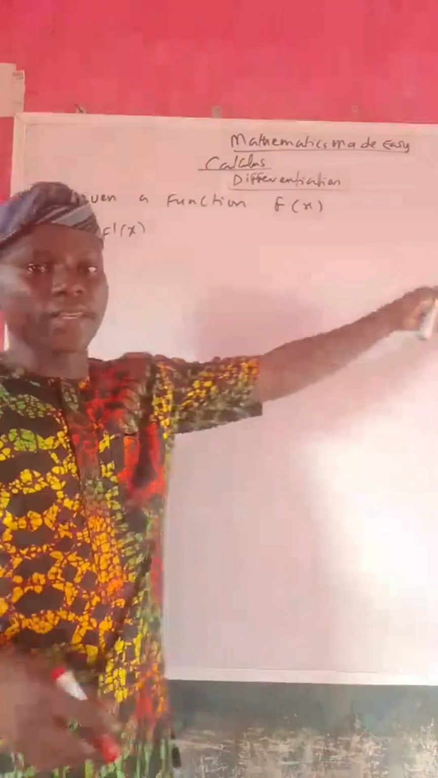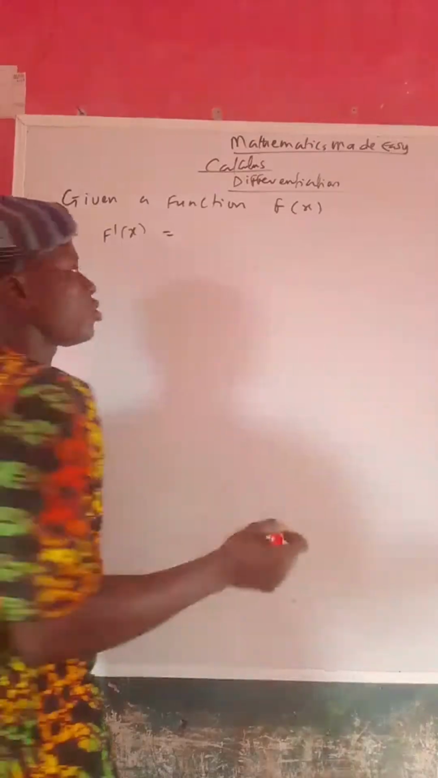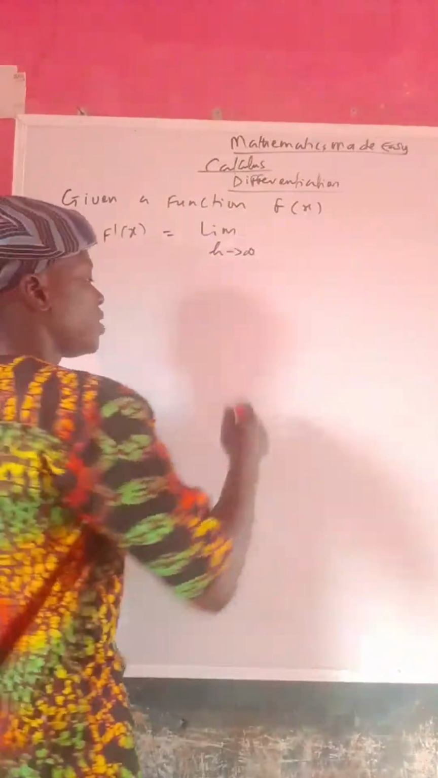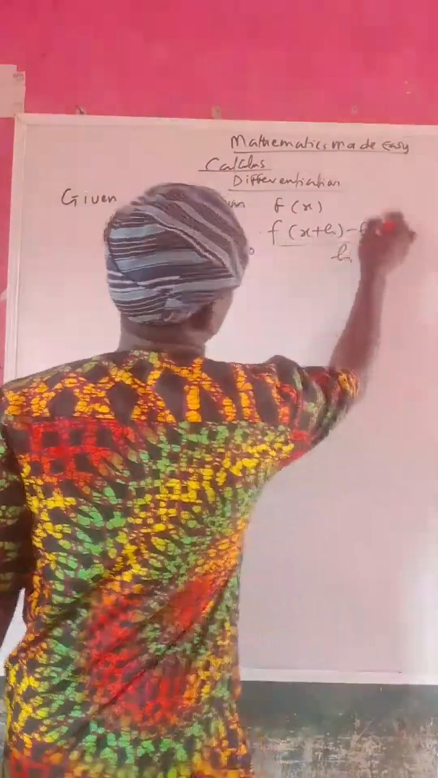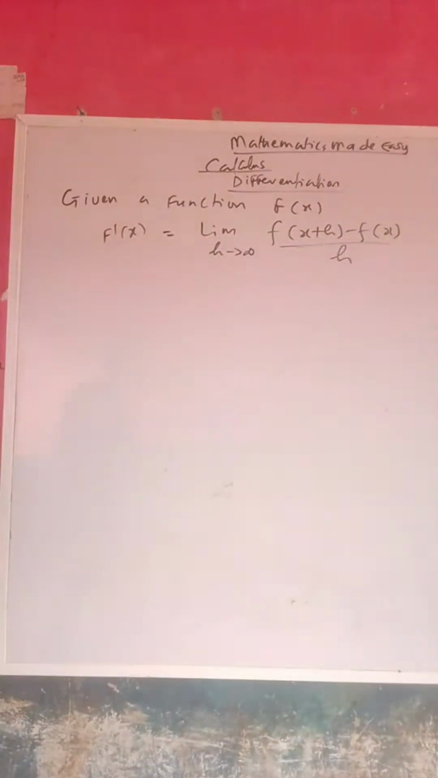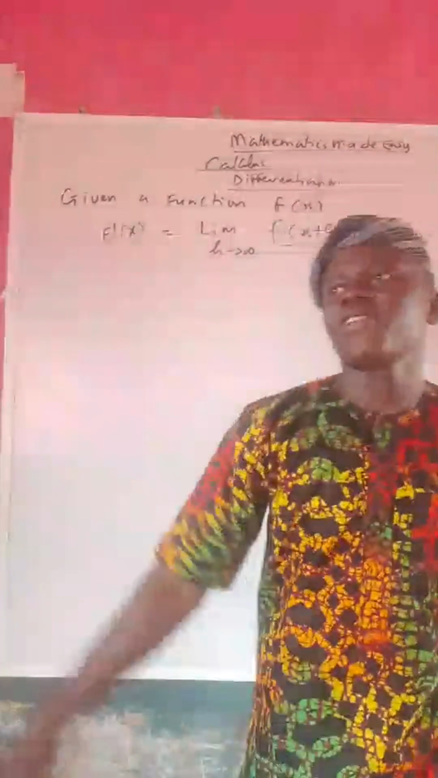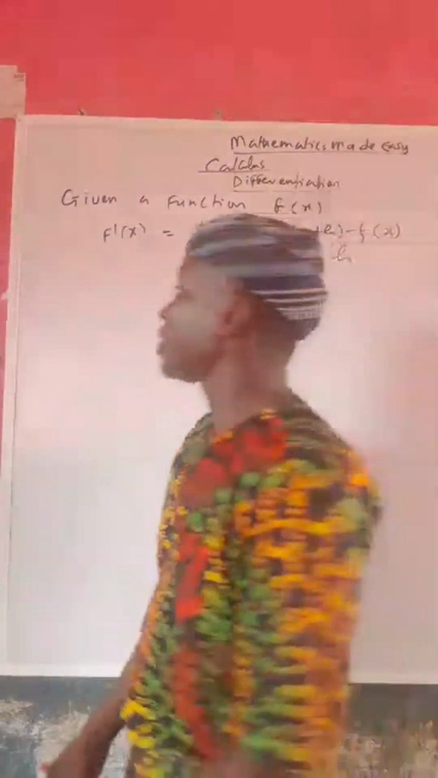So given a function f of x, and you want to find the derivative, f prime of x will be equal to the limit as h tends to infinity of f of x plus h minus f of x, then everything over h, all right? So that is the formula you use to differentiate a function from the first principle. I hope we are getting it. All right, I'm going to do some examples, that is, we're going to differentiate some functions using the first principle. Okay guys, so let's do that.